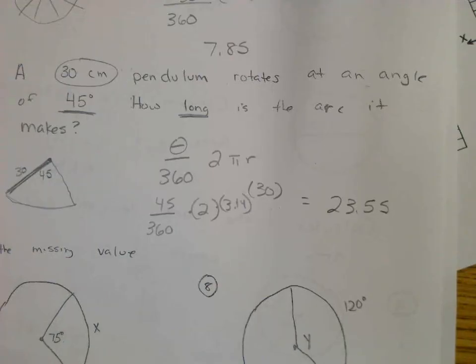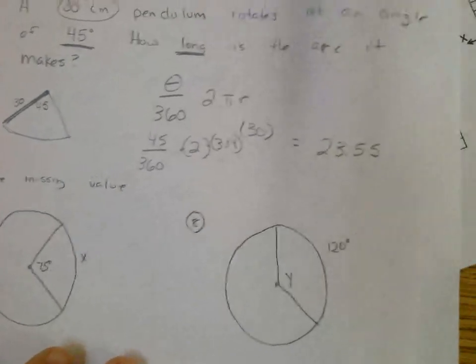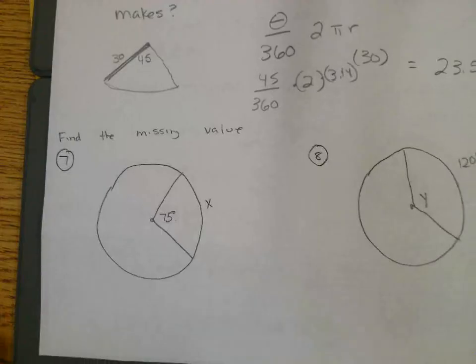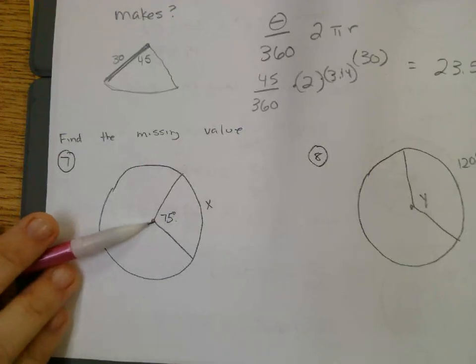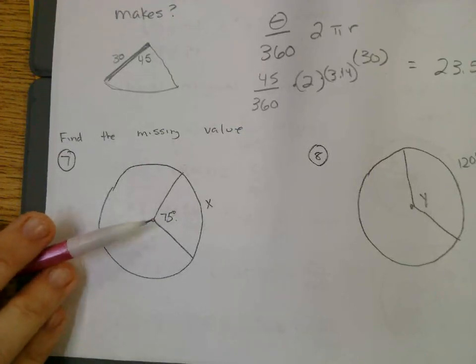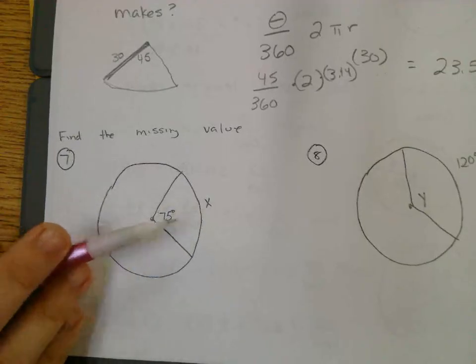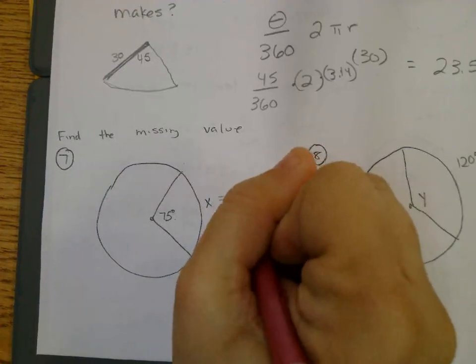Okay, so look for your key points on these. Look at number 7. Number 7 says, what is the missing value? For these, I told you when we were reviewing, you're looking at: is it a central angle or is it an inscribed angle? Is this central or inscribed? Central. Central angles equal their arcs. So if this is 75, then x is going to be 75.